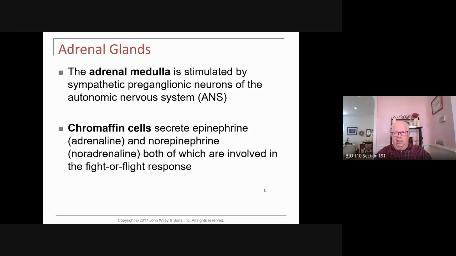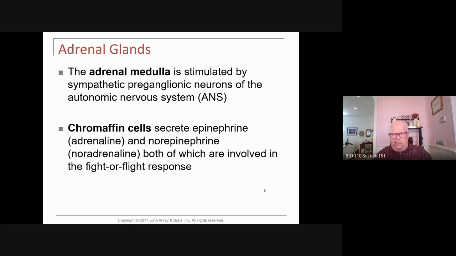The medulla, as you learned and forgot already, the medulla of the adrenal gland is stimulated by the sympathetic nervous system. It is part of the autonomic nervous system, but mainly the sympathetic nervous system. It secretes two powerful sympathetic hormones by the chromaffin cells. It secretes epinephrine and norepinephrine. You may know it as adrenaline or noradrenaline.